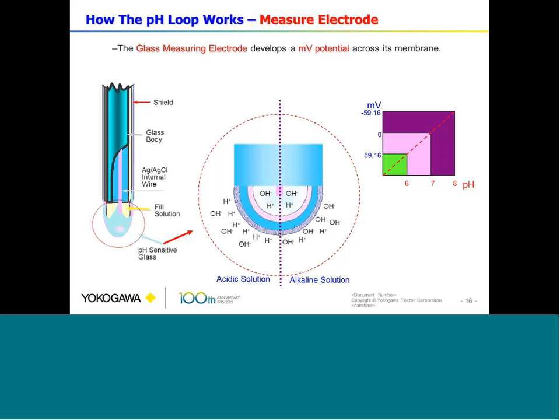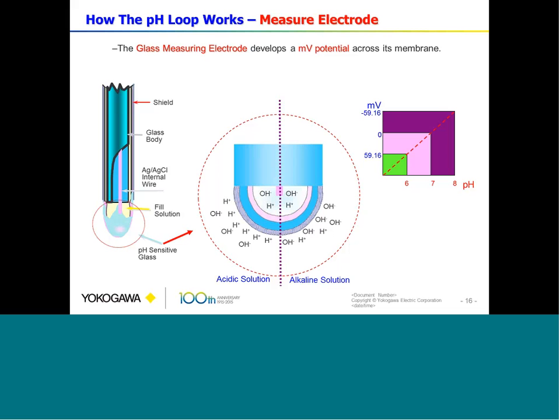Now the fill solution inside, again, it's 7 pH. The process solution is what we want to see change. And if we stick it in a 7 buffer, there's no difference of potential between the inner solution and the outer solution, so we get a 0 millivolt output.